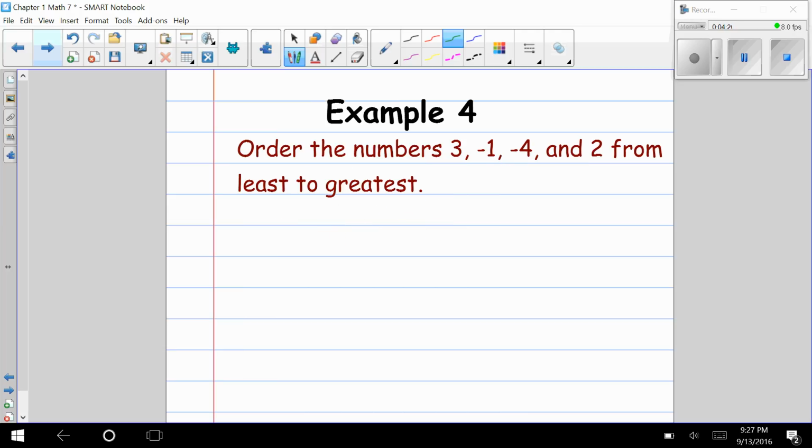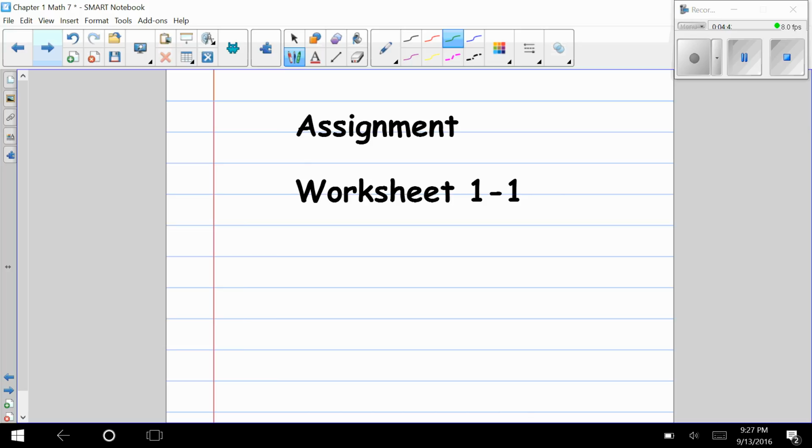Now we're going to order these numbers from least to greatest. We have 3, -1, -4, and 2. The smallest of these, the furthest left on our number line, is -4. The next one would be -1. Next would be 2. And finally, we would have 3. So your assignment for this section is worksheet 1-1.